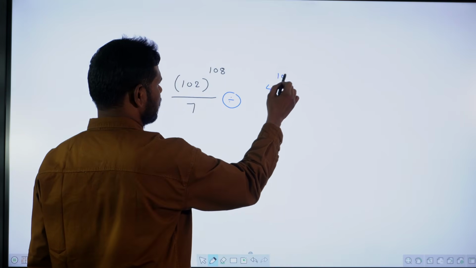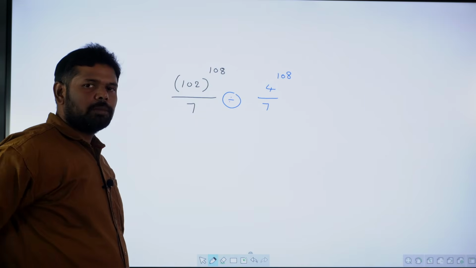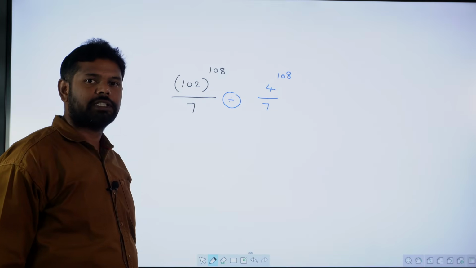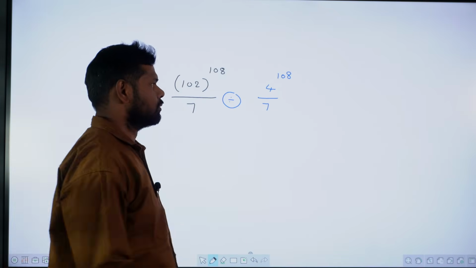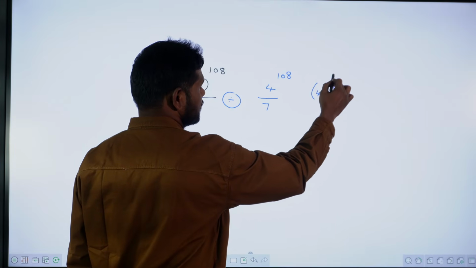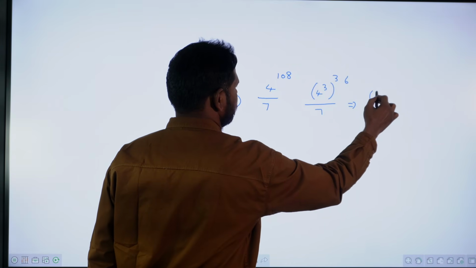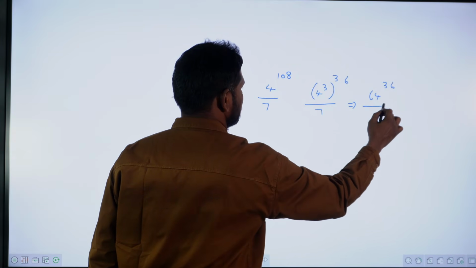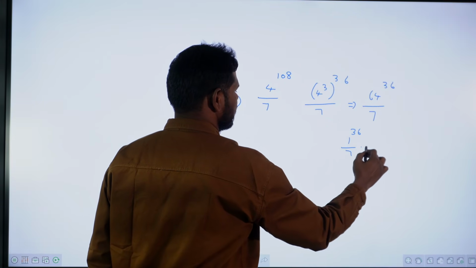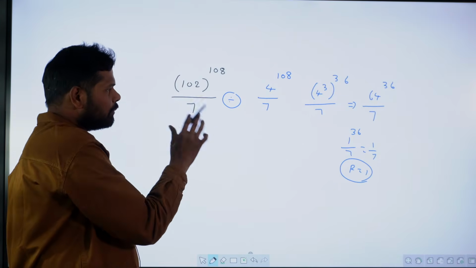Now it is 4 power 108 by 7. Observe the powers of 4: 4 power 1 is 4, 4 square is 16, 4 cube is 64. Convert that: 4 power 108 is 4 cube whole power 36, nothing but 64 power 36 by 7. 7 9s 63, what is the remainder? 1 power 36 by 7 gives remainder 1. So simple. Just spend a little bit of time and analyze.